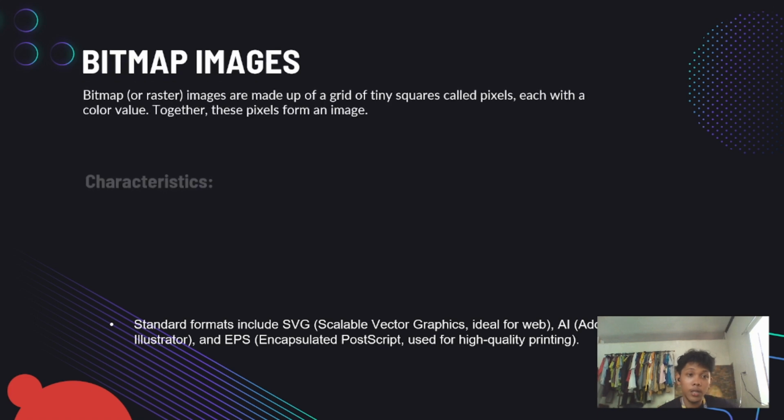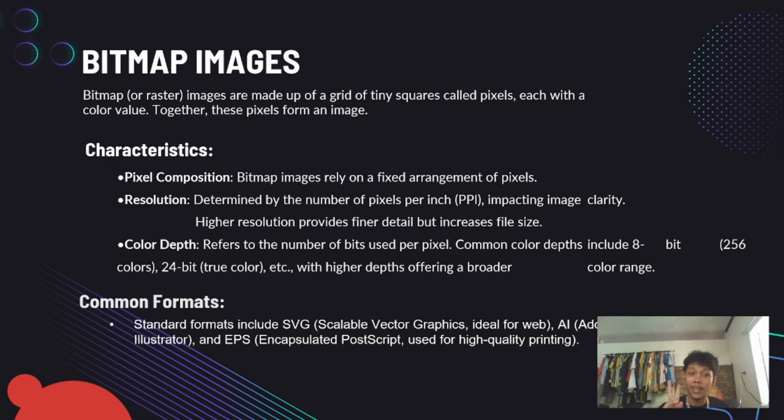So, bitmap images, bitmap or raster, are made up of a grid of tiny squares. As we always said, these squares are called pixels, each with a color value, and together these pixels form an image. An example of pixels is the boxes in your picture when you zoom in. You will see the grid lines. Those are the pixels. Every pixel has a separate color.